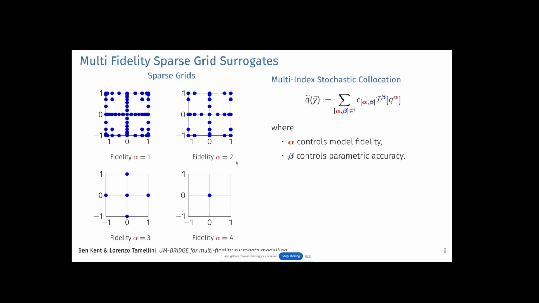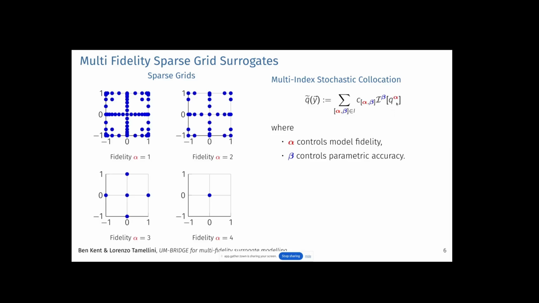Fidelity 2, a little bit more expensive, we can do slightly fewer solves. Fidelity 3, again more expensive, we're going to do 5 solves, and Fidelity 4 we do a single solve because it's very expensive. What the multi-index stochastic collocation algorithm does is tell us how we can piece together these different approximations to give us a sensible approximation for our quantity of interest.